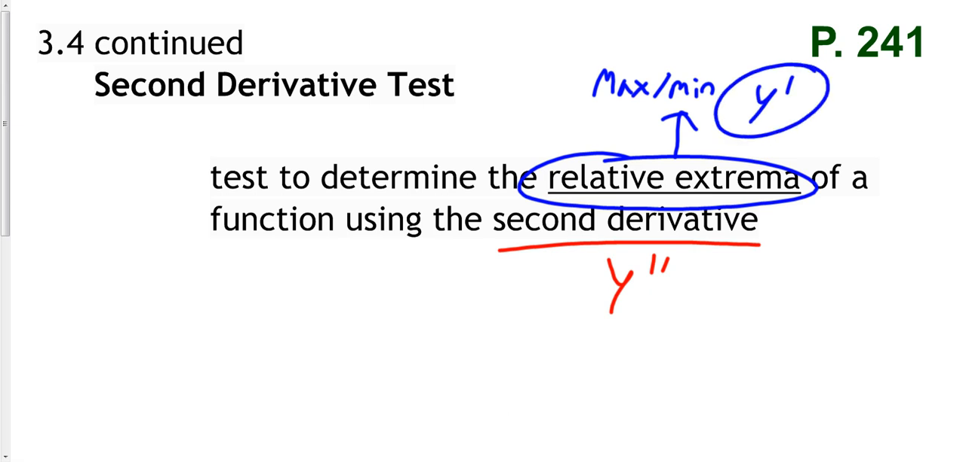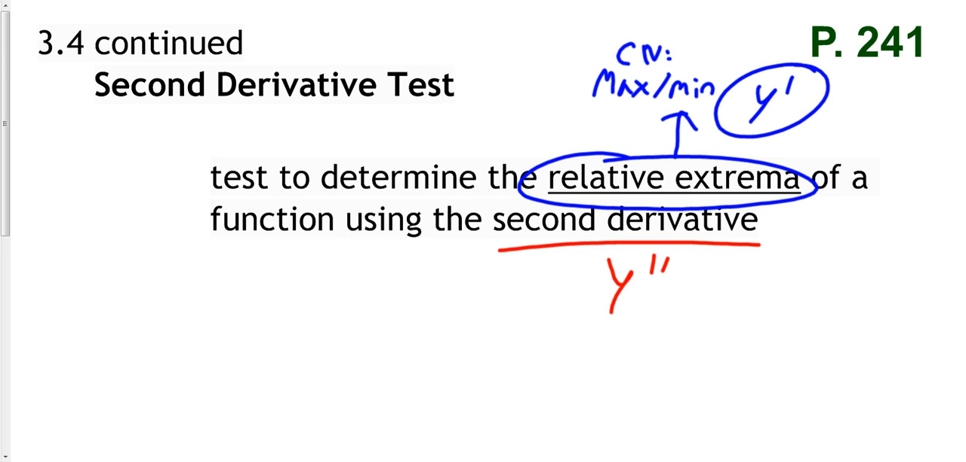The reason is that the max and the min are going to be at the critical numbers, where the derivative is 0. That's where a max or a min is occurring, or where the derivative is undefined. There's a max or a min there. So that's where a max and a min is going to occur, right?